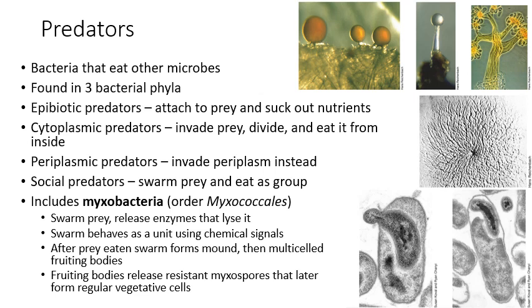So now we'll talk about some other types of functional groupings, not metabolic groupings. First, predators. There's not that many bacterial predators, but there are bacterial predators, which would be just bacteria that eat other bacteria or archaea, or even maybe protists, but usually not because most protists would be too big.